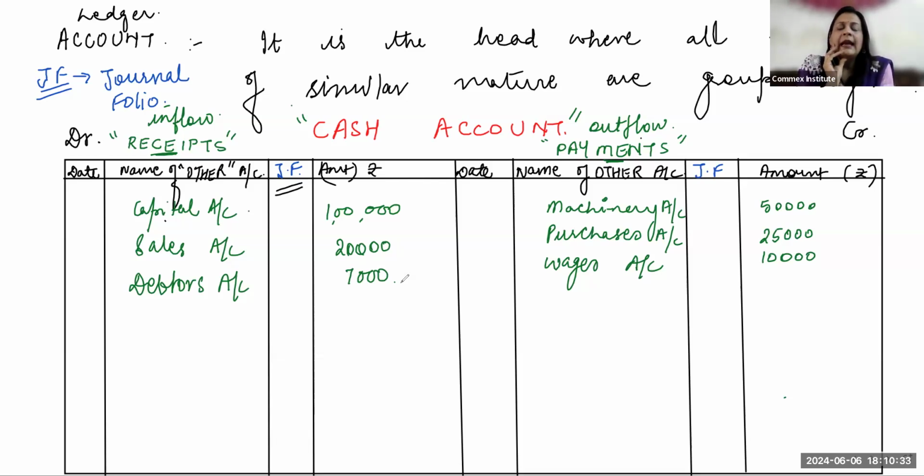Then suppose I pay commission to my salesperson, 1,000 rupees. I've paid my commission to my salesperson. So Ananya, where do we put this 1,000? Since it's payments, it will be on the credit side. Yes. So here we'll be putting commission paid, and the amount will be put on the amount column.